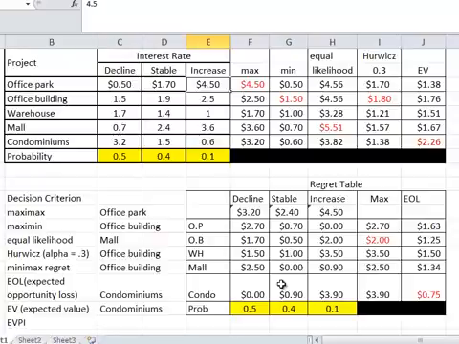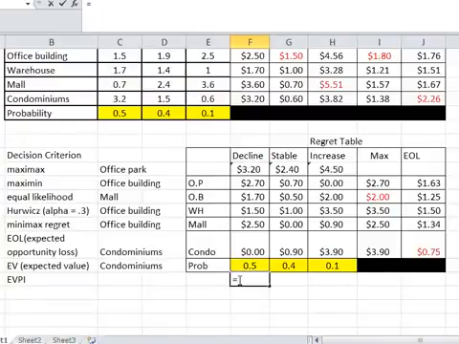We can calculate something we call expected value with perfect information. If the fortune teller tells us, okay, the interest rate is going down, how likely would that be? 50% chance. In that case, we're going to go with condo project getting profit of $3.2 million.